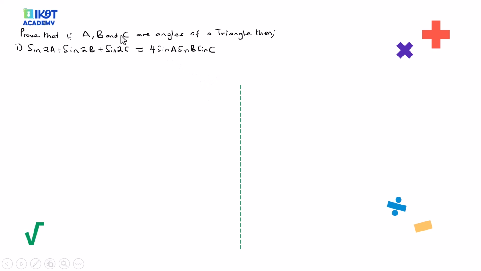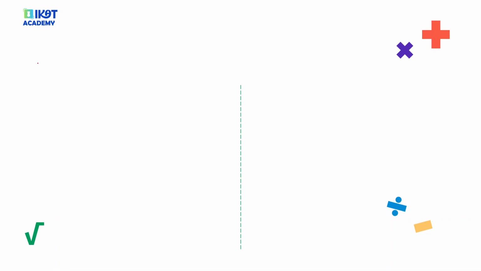Okay, now we're going to look at proofs involving angles of a triangle. Before we look at proofs involving angles of a triangle, we are first going to talk about a key principle, then we can continue with this. Before we look at questions involving angles of a triangle, I want to show you something.